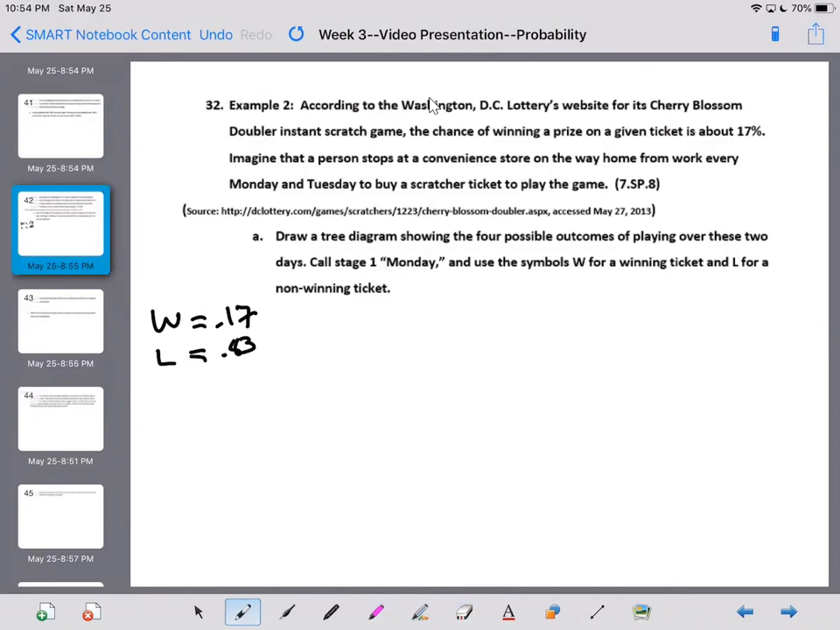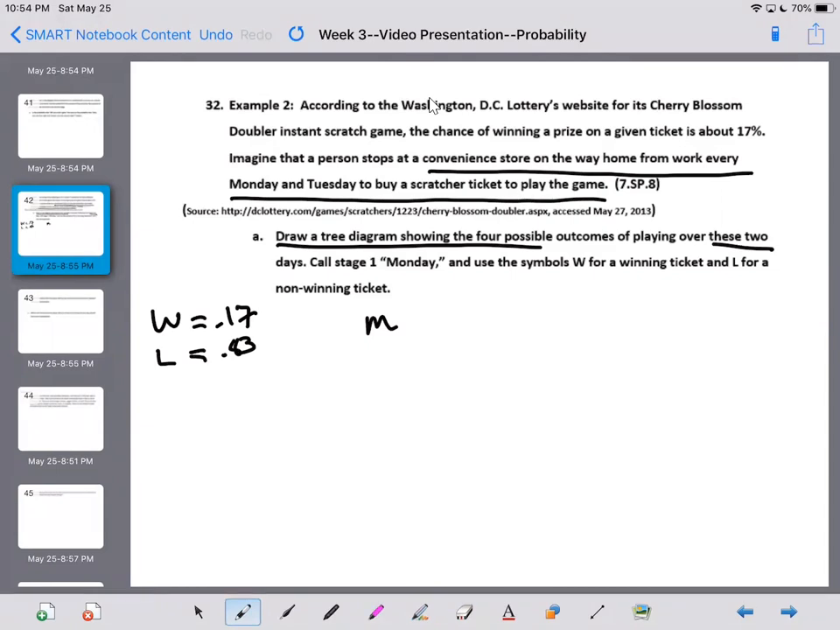So draw a tree diagram to show the 4 possible outcomes of playing over these 2 days. So this person stops at a convenience store and works from home on Monday, to buy a scratch ticket to play the game. So on Monday, you have a chance of winning and a chance of losing.